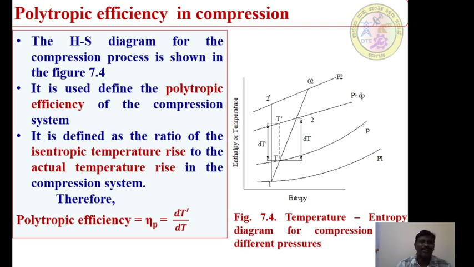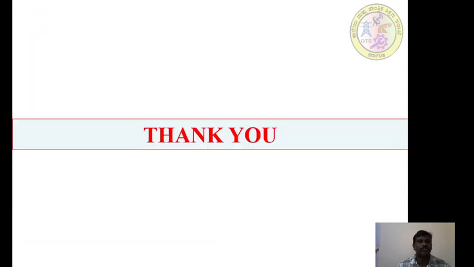Right? Yes or no? Therefore, the polytropic efficiency for an expansion process is dT by dT dash, that is actual by isentropic. But in case of a compression process, polytropic efficiency is equal to dT dash by dT. So these variations are there. All are very important: how the fluid has been compressed from one state to another state, and how the fluid is going to expand from one state to another state. Based on these expansions as well as the compression of the fluid through the action of turbo machines, we can define what are called the efficiencies in turbo machine systems.